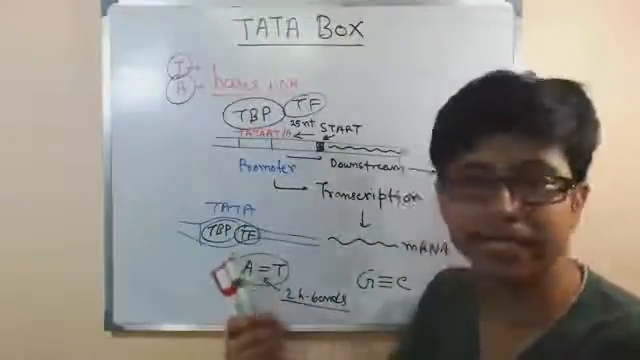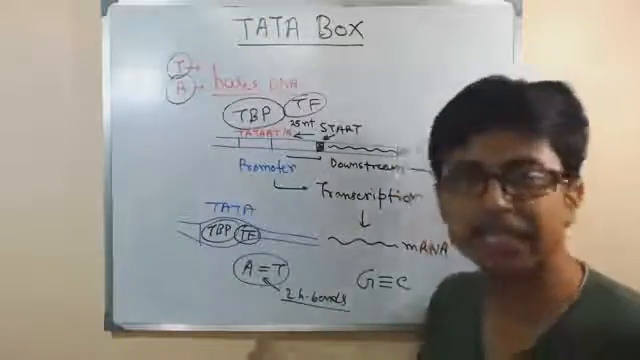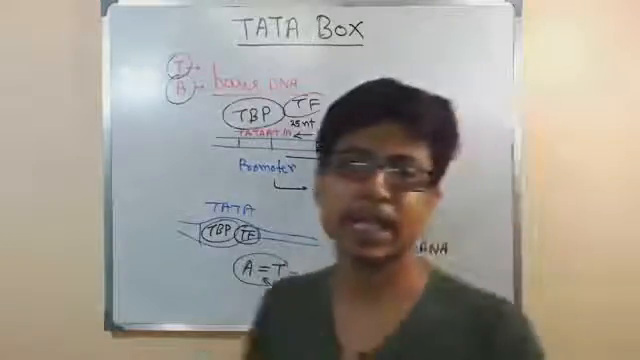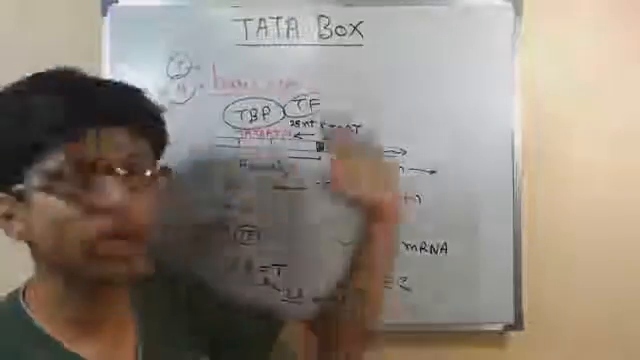It will unwind the DNA. It will first separate the DNA strands, then unwind the DNA, and then start transcribing that DNA into mRNA, and then finally it will be translated into proteins. So that is the role of the TATA box.